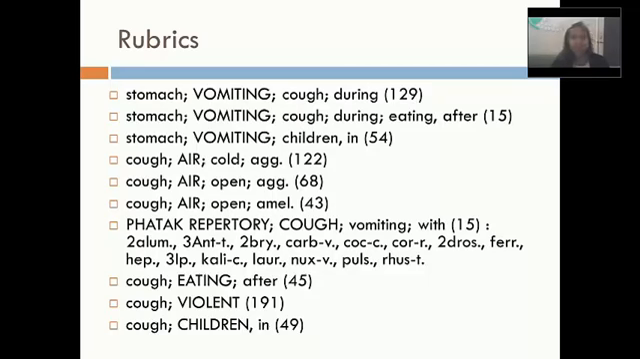So we exactly didn't know, though she likes to go outside, but she has problem with that cold air. And also here in this particular case, I used 2 repertories together. One is a complete repertory 2013, and second is a Phatak repertory, because Phatak repertory is a very useful repertory if you're getting particulars in the case. So I took cough vomiting with from Phatak, and cough eating after, cough violent, and cough in children. So let's see the result.